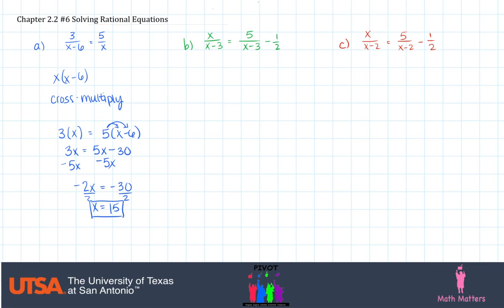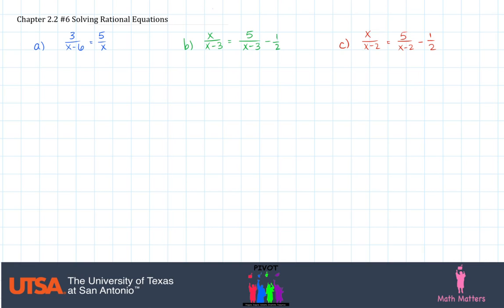Then part B is going to be a little more complicated because we have more than one term on the right side. So how we do this one is we look for the least common denominator. In this case, it's going to be 2 times x minus 3, because that's what all of them have. So then we have to multiply everything by 2 times x minus 3. We start with the very first term right here.